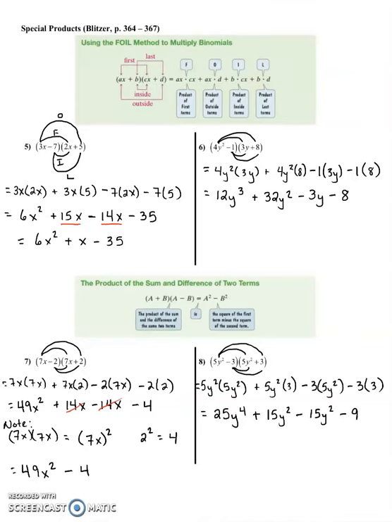Again, when we go to combine like terms, the middle two terms cancel each other out to 0. And we're left with 25y to the 4th minus 9. And there are 2 more problems on the next page, but we'll pick those up in another video.